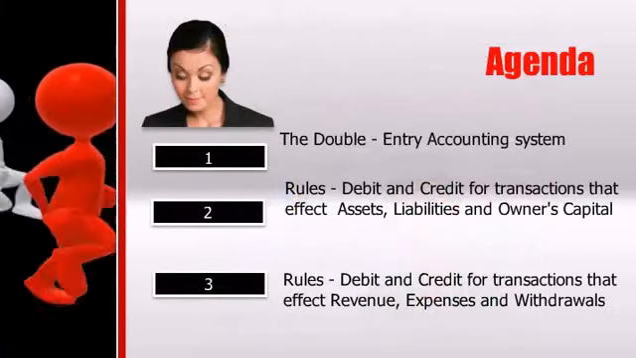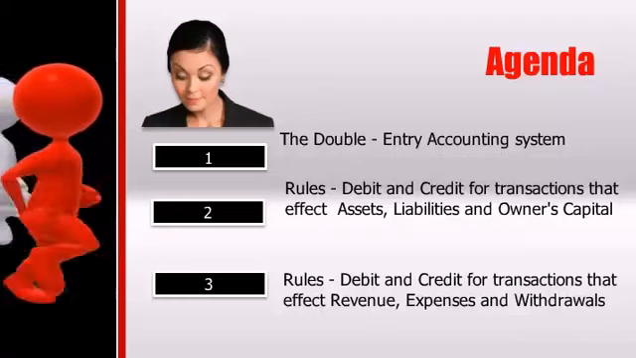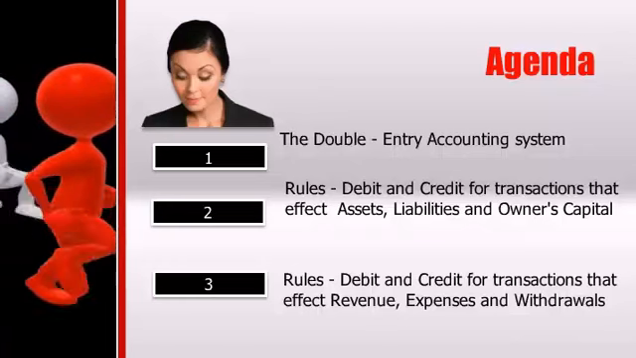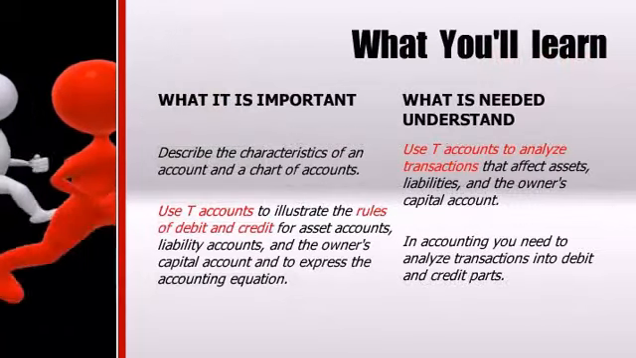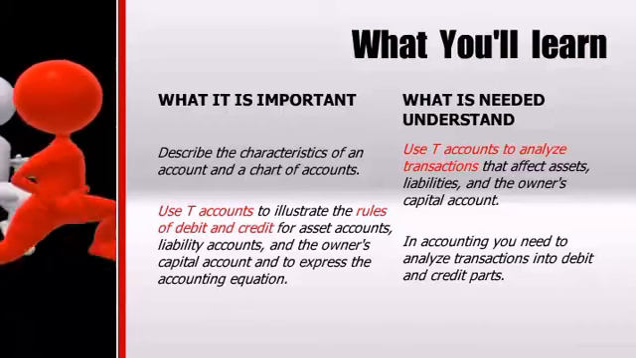I've divided my presentation into three parts. They are: the double entry accounting system, rules for debit and credit for transactions that affect assets, liabilities and owner's capital, and rules for debit and credit for transactions that affect revenue, expenses and withdrawals. You will learn how to describe the characteristics of an account and a chart of accounts.